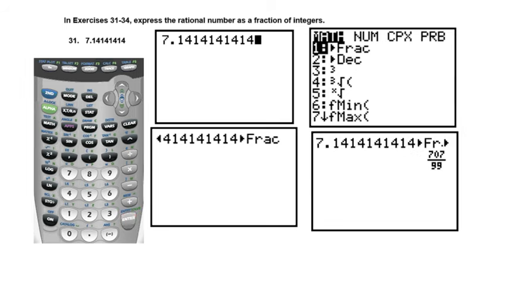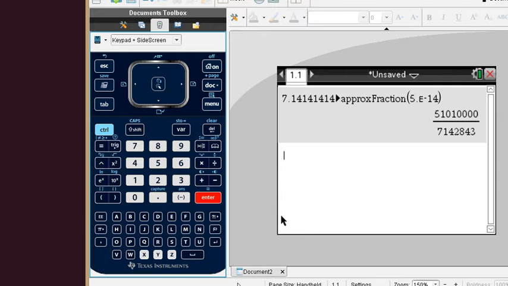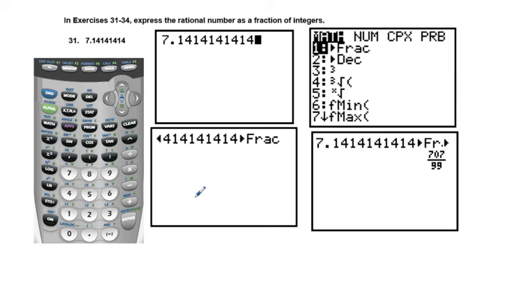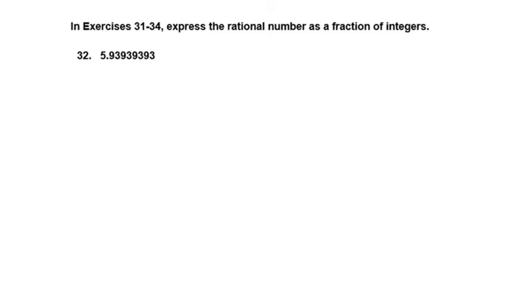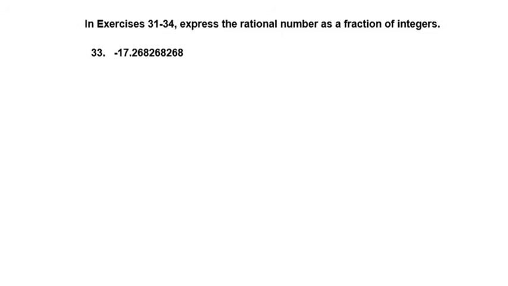Press enter, and we get this fraction, 707 over 99. Going back to our sheet, we can put or 707 over 99. So that's another possibility, but this time using a TI-84 calculator. The next odd numbered problem we're going to look at is 33.